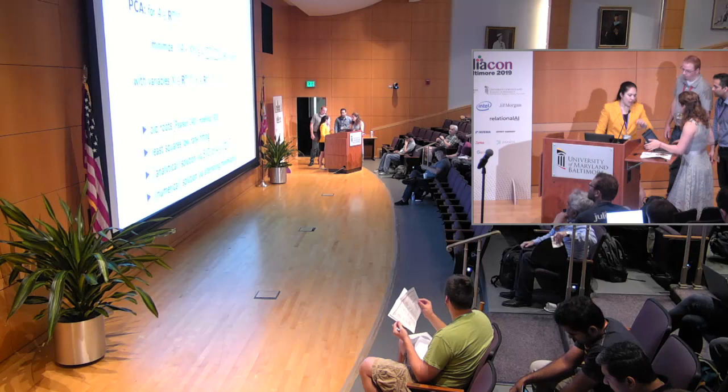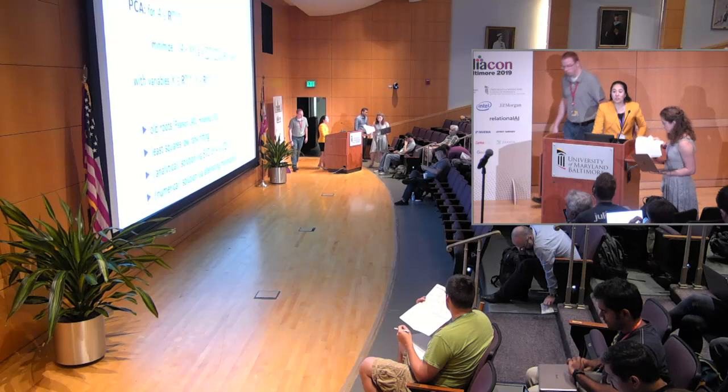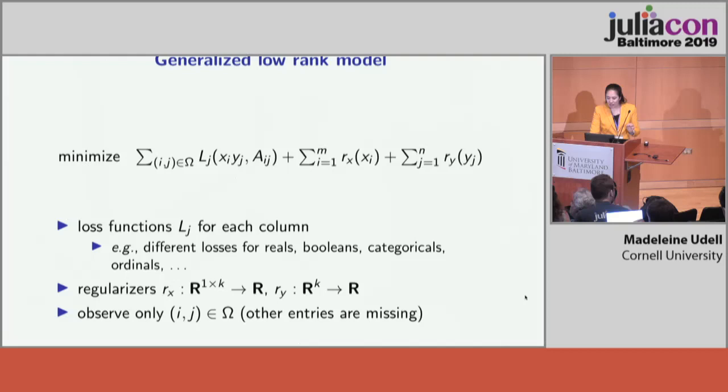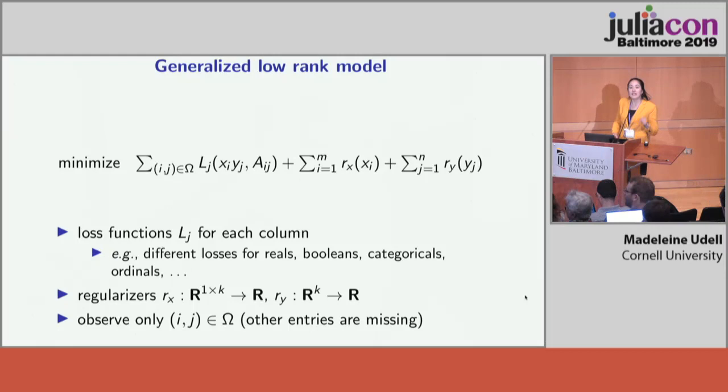Okay, so we know how to solve this via alternating minimization. Great. Now we can afford to generalize it. We're going to generalize the PCA objective in three ways. One is that we're going to use a different loss function. So rather than the least squares loss function, we're going to use a sum of loss functions L_j. So there can be a different loss function for each column. And it's important that we're not subtracting A_ij from x_i y_j, because x_i y_j is always a number.